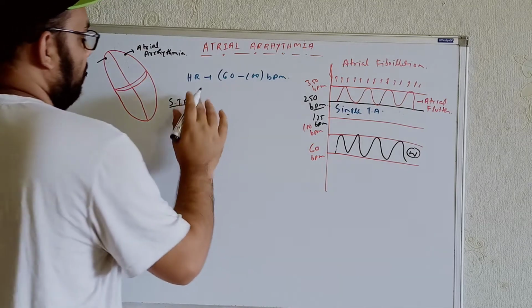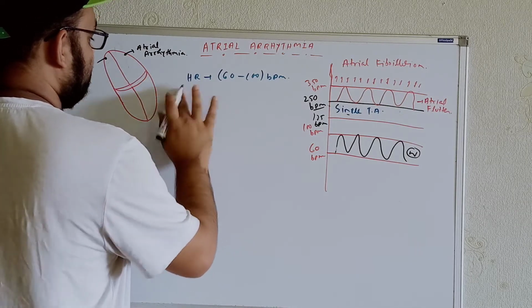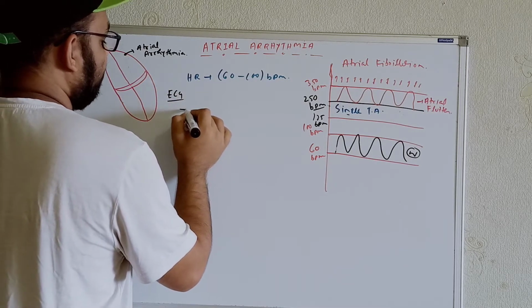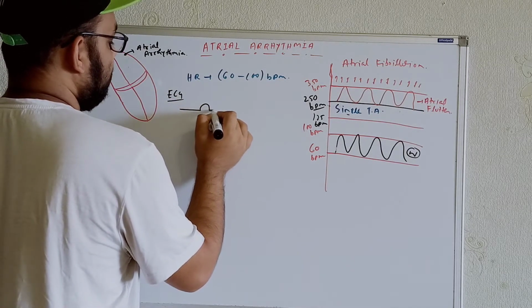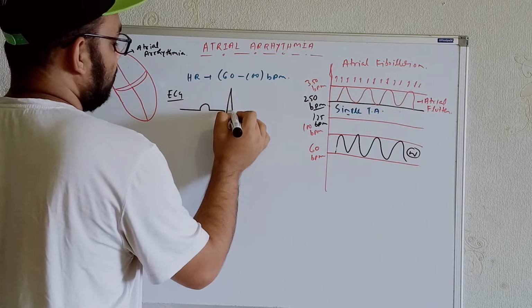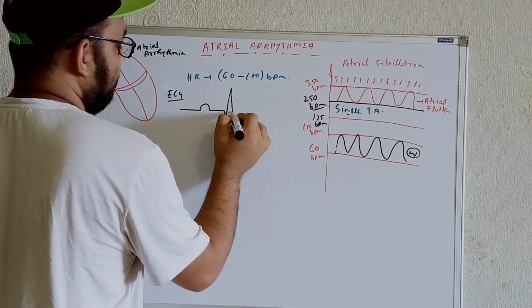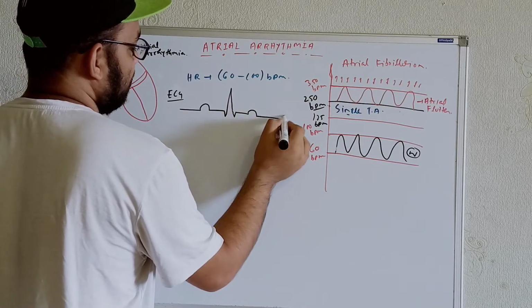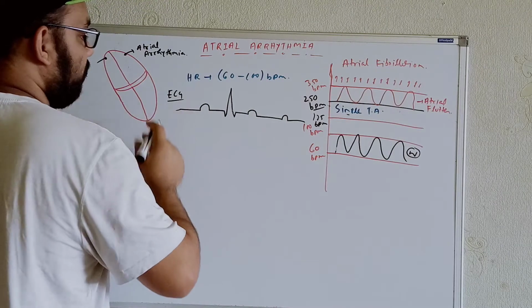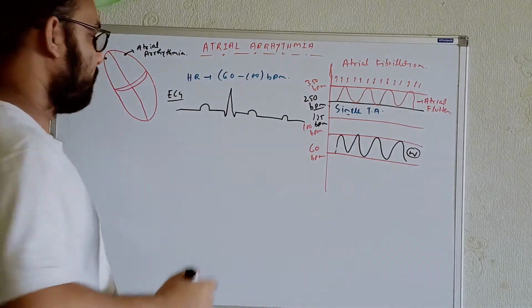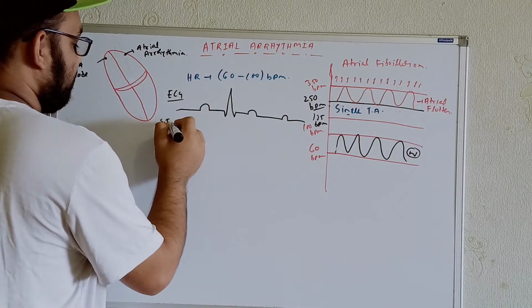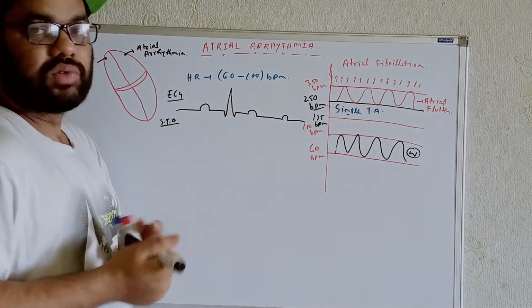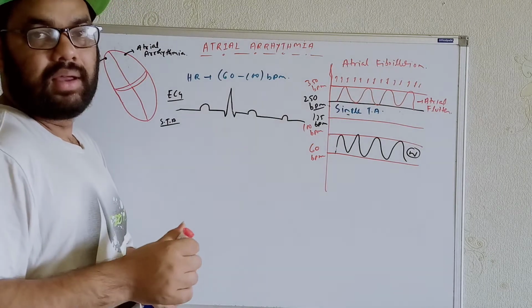If I show you over here, in terms of simple tachyarrhythmia, before that let's draw the normal ECG pattern. If we draw it over here, we get the P wave, we get the QRS complex, we get the T wave, and again we will get the P wave in this way. Now when we talk about simple tachyarrhythmia, we get more contractions of the atrium, so we are supposed to get a greater number of P waves.